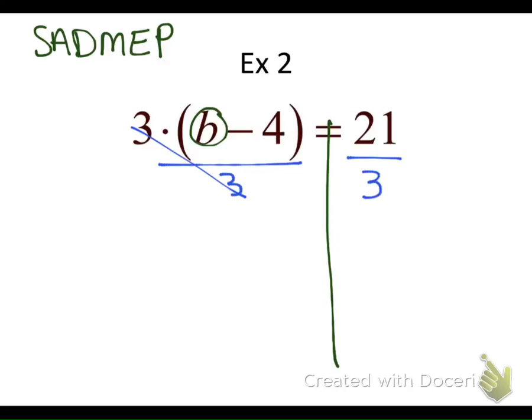So on my left side, I write down b minus 4. Do I need to keep that in parentheses? No, you don't need to. You can, but it's just extra writing then. So then 21 divided by 3. 7.